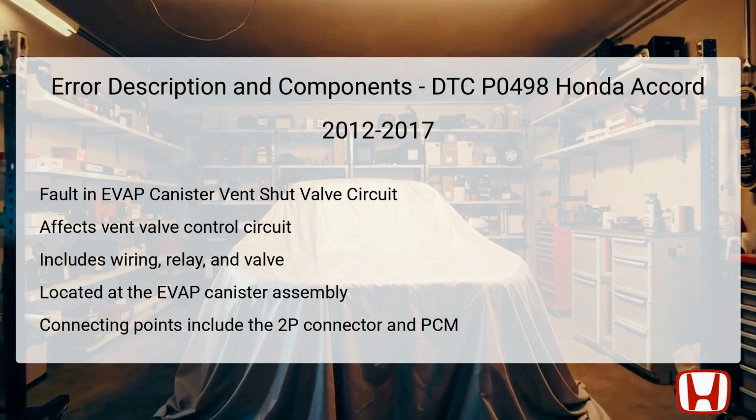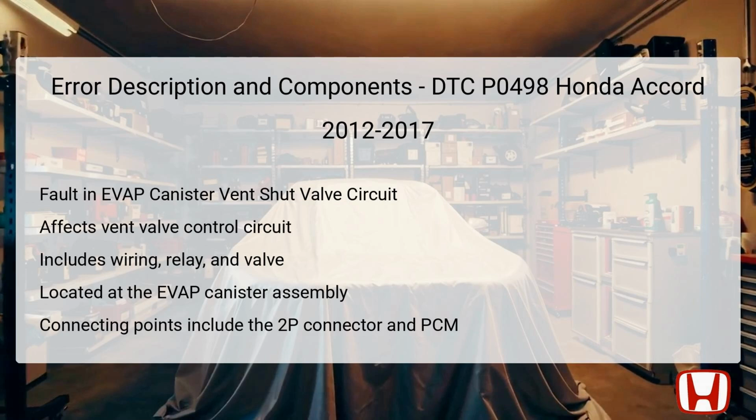The circuit includes wiring harnesses, relays, and the vent shut valve itself. The PCM, or Powertrain Control Module, communicates with the vent valve via a dedicated 2-pin connector, ensuring precise control of vapors circulating or venting during various engine conditions.